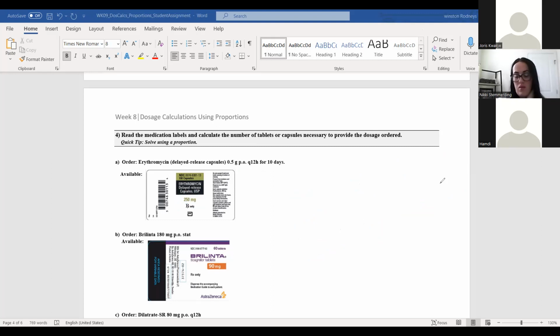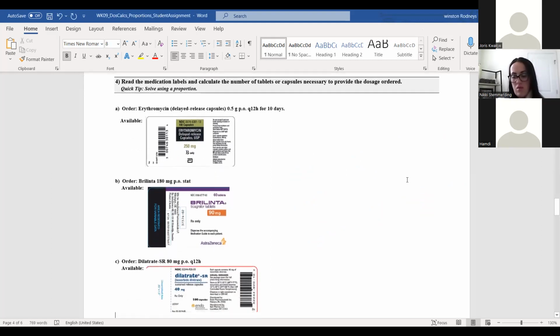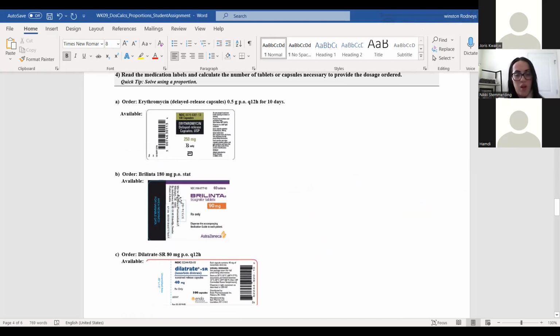The same thing is going on here with this order of 180 milligrams, and you're given 90. So if it's 180, but the manufacturer makes 90 milligrams, then obviously you need 2 per dose. You need 2, because each time you want to take 180, you've got to take 2 of these 90s to make your 180, right?